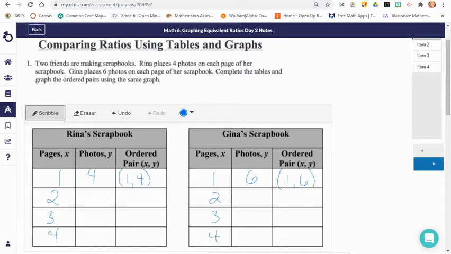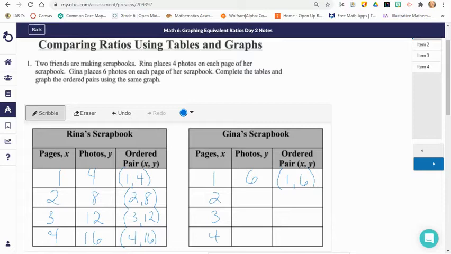So in Rena's, if I have a 1-to-4 ratio, I would have a 2-to-8 ratio, which would make my ordered pair 2, 8. I would have a 3 to 12 ratio, which would be 3, 12. And a 1-to-4 would be equal to a 4 to 16. So then I would have 4, 16.